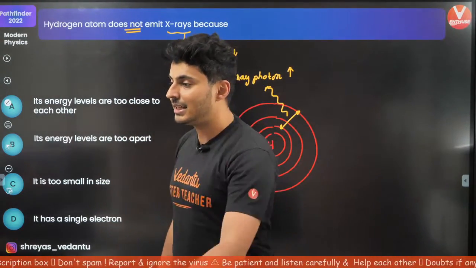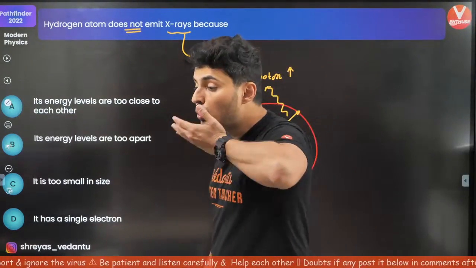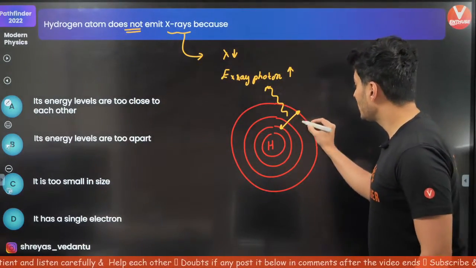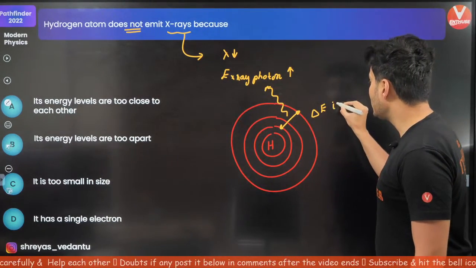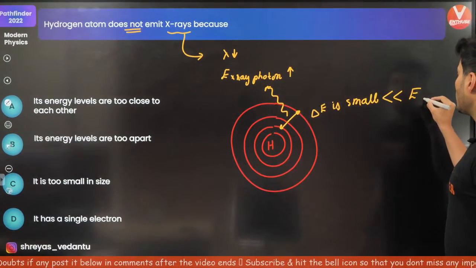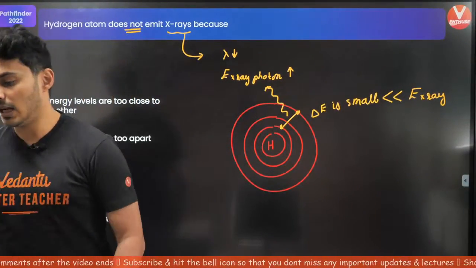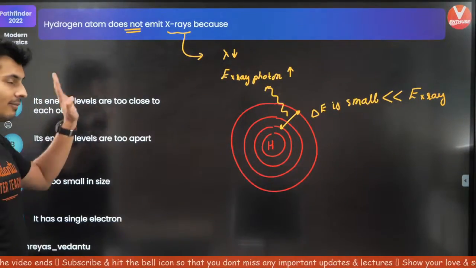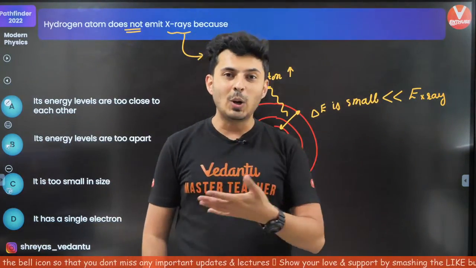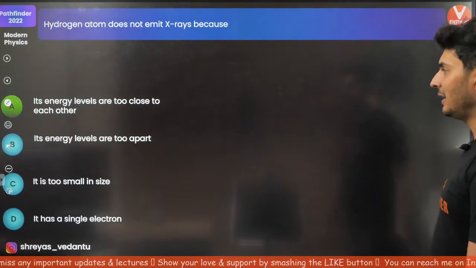No, it is not B. It is option A, my warriors. It's not B. Energy levels are too close. Understand that. It's too small. This delta E is small, because of which it is much smaller than the energy of the X-ray photon. Hence, it cannot emit X-rays. Understand that. Got it? Very important question. This is also there in H.C. Verma's short answer, but obviously options are not there. It's asked differently, why you cannot produce X-rays using hydrogen.